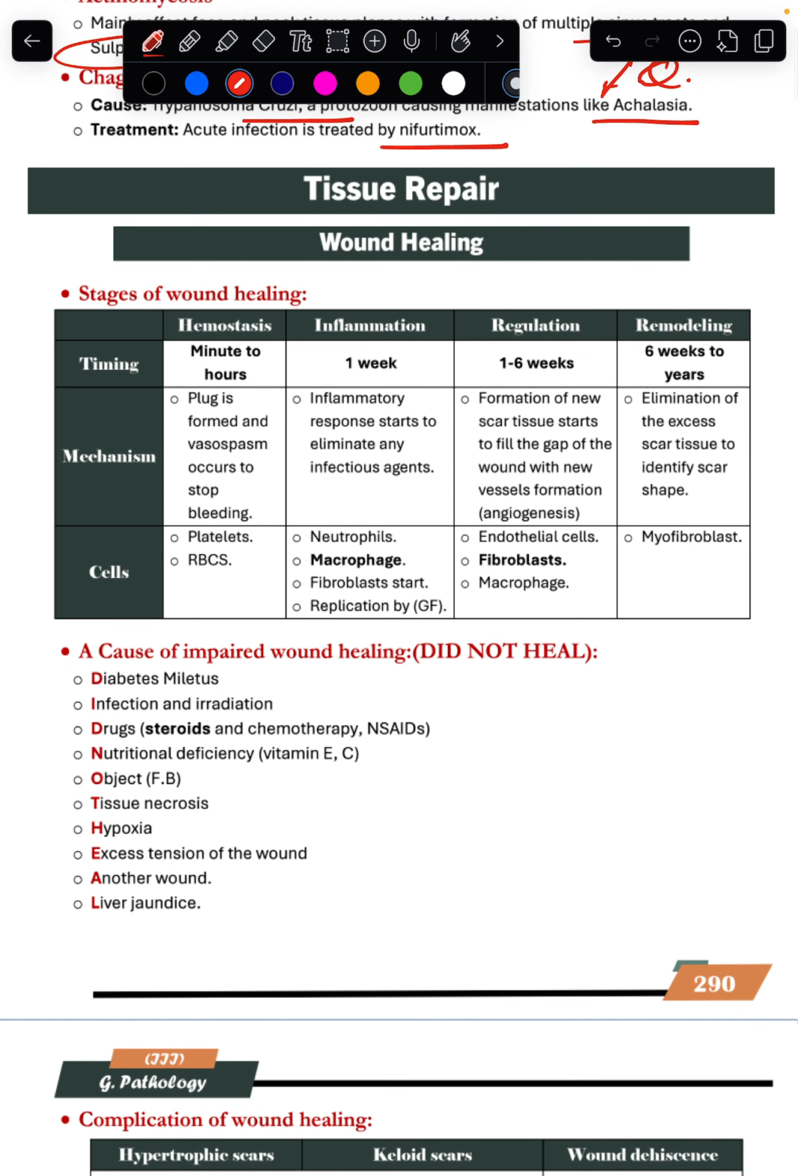What are the phases and timings? Hemostasis, in minutes: a plug is formed and vasospasm occurs. First is vasoconstriction, vasospasm, platelet plug, RBC. Second, up to 1 week, is the inflammatory response: neutrophils come first, then macrophages, and fibroblasts replicate. Weeks 1 to 6 is formation of new scar: endothelial cells, fibroblasts, macrophages. Myofibroblasts, then after 6 weeks, remodeling.